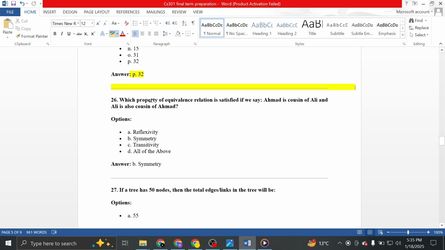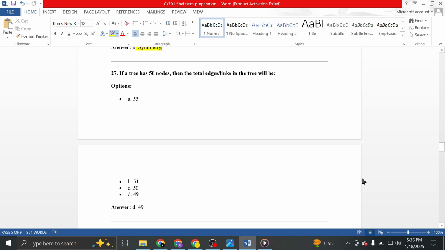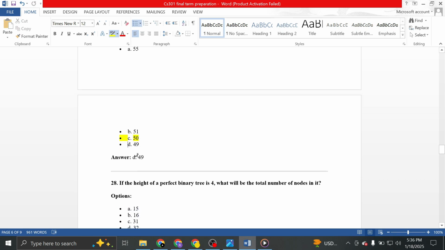Question 26. Which property of equivalence relation is satisfied if we say Ahmad is cousin of Ali and Ali is also cousin of Ahmad? Options: A. Reflexivity, B. Symmetry, C. Transitivity, D. All of the above. Answer: B. Symmetry. Question 27. If a tree has 50 nodes, then the total edges, links, in the tree will be: Options: A. 55, B. 51, C. 50, D. 49. Answer: D. 49.